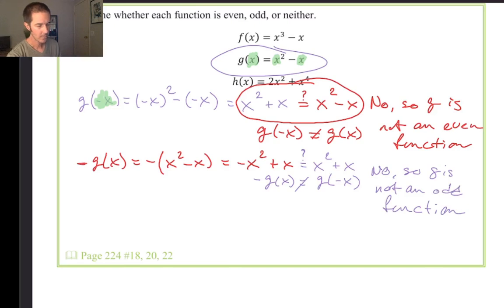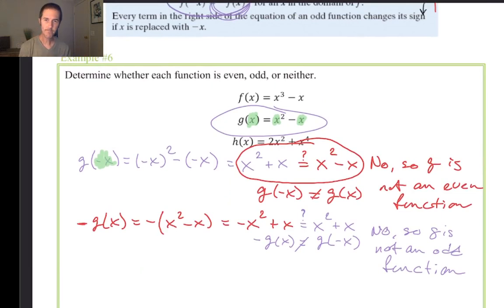So the task was to determine whether each function is even, odd, or neither. The answer is neither. It's neither even nor odd. If you would like to perform those two tests, and I recommend that you do so you can get better at plugging those things in and using parentheses correctly, I will tell you that this function right here is odd and this function right here is even. But process those tests and make sure that they turn up either true or false.